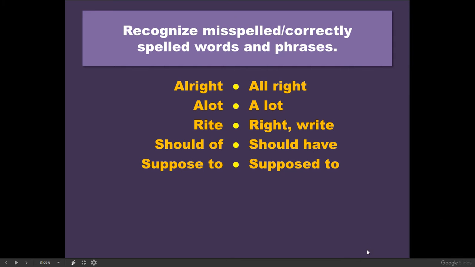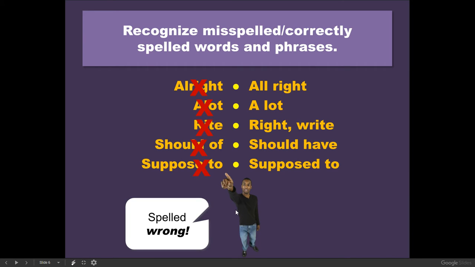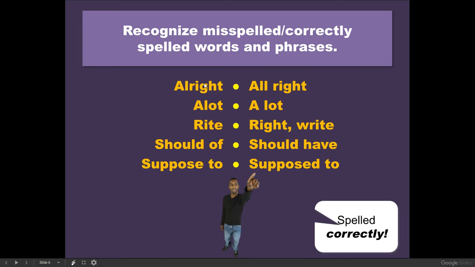So here is our first set. We have all right, and then all space right. These are not the correct ways to spell these words. This is not a word. This needs to be separated, a lot. This is not a word. It's either RIGHT or WRITE. Should of, which I make the mistake all the time, should be should have, and then supposed should have a D at the end.